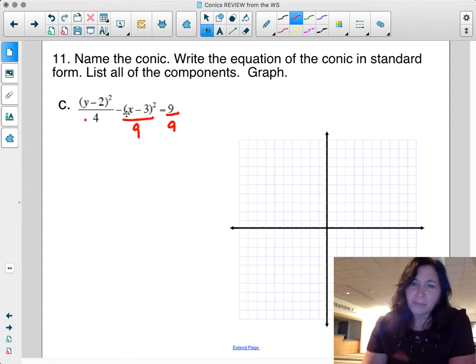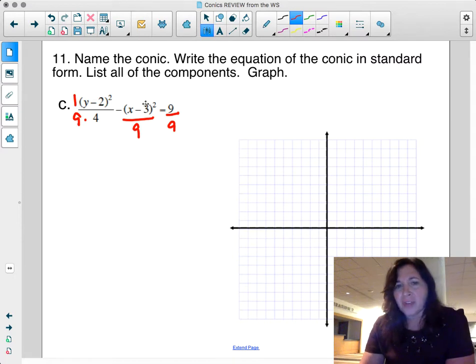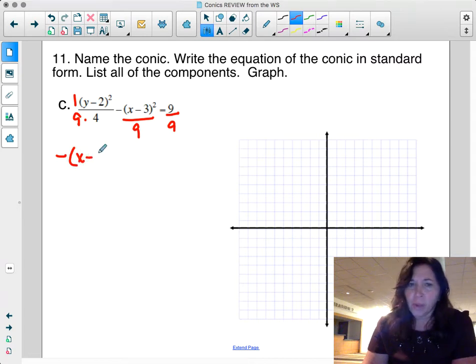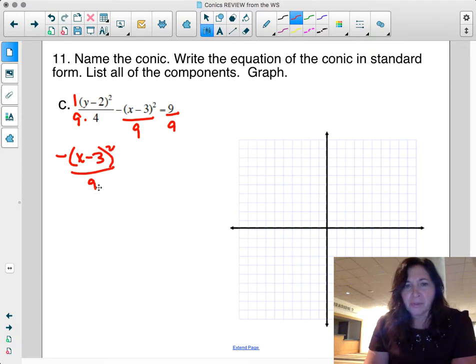And dividing by 9 is the same thing as multiplying by 1/9. So that's what we're doing. So I'm going to rewrite this. I'm going to put the x squared term first. I know a lot of people like to put the y squared, which is the positive term in this problem, first, but I like x squared first. So this is over 9. We have plus y minus 2 quantity squared over 36 is equal to 1.